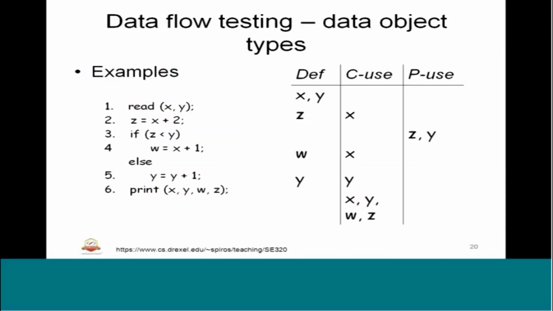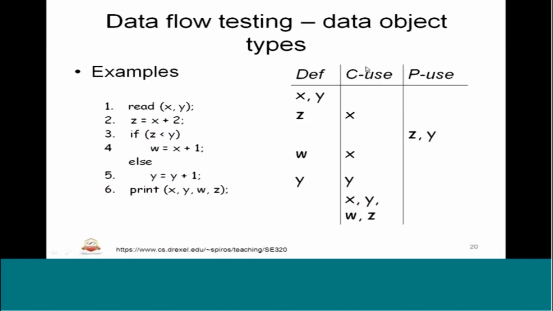This is a small example program. Read X, Y, Z equals X plus 2, and then if there is a condition, there is a printf statement. How are we going to segregate the different types of data objects here? X and Y are defined with the help of the read function. Z is also a defined one. W is another one. Y is another one.